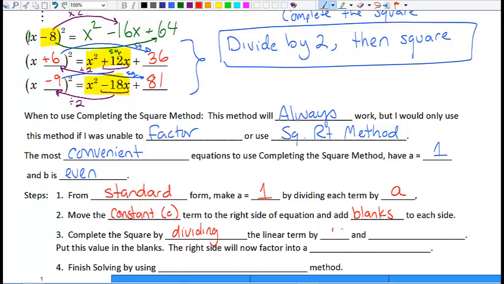Step 3 is I want you to complete the square by dividing the linear term by 2 and then squaring that value. So that's where the divide by 2 and square comes up. Now, put this value in both of the blanks that you made in step 2. The left side should now factor into a perfect square.